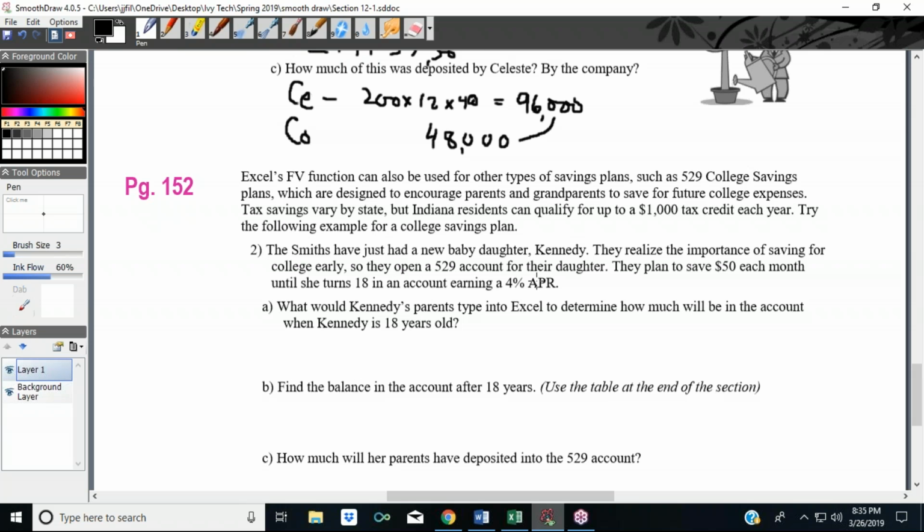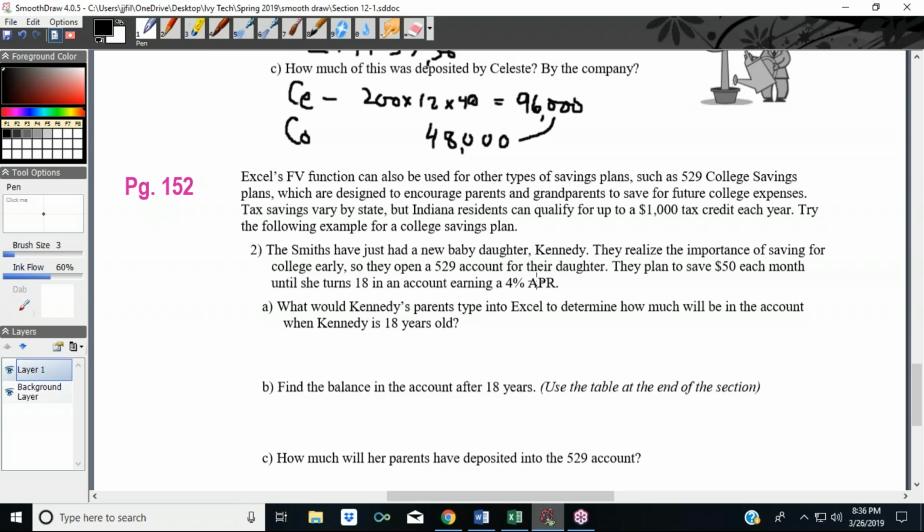All right, so the next problem set, I'm going to have you guys work in your groups, and it is number 2 on page 152. It says Excel's FV function can also be used for other types of savings plans, such as 529 college savings plans, which are designed to encourage parents and grandparents to save for future college expenses. Tax savings vary by state, but Indiana residents can qualify for up to a $1,000 tax credit each year. Try the following example for college savings plan.